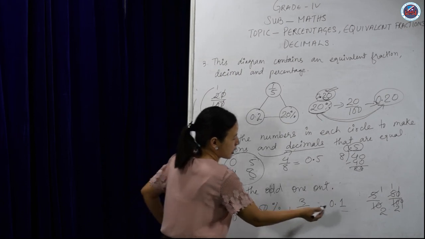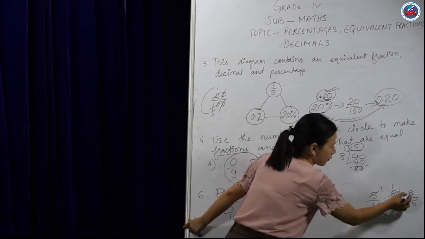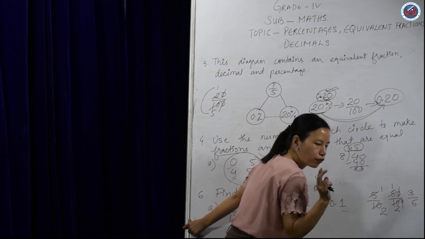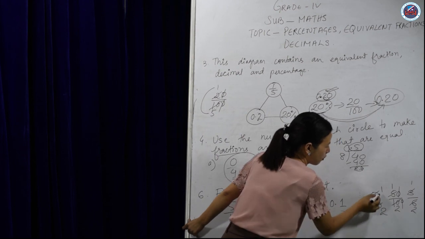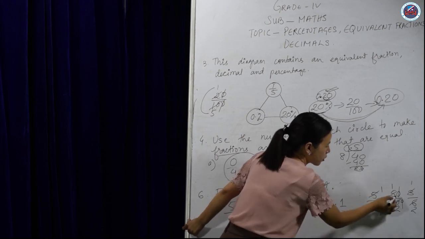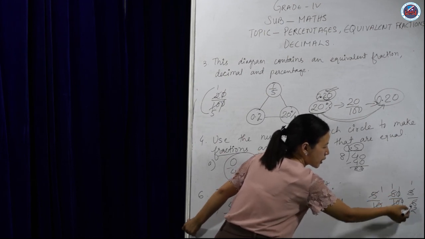Now what about this next number? I have 3 by 6, 3 over 6. 3 and 6 are in the table of 3, that is 3, 1 is 3 and 3, 2 is 6. That means same value. The fraction numbers are different, but the value, the answer, is the same, right?